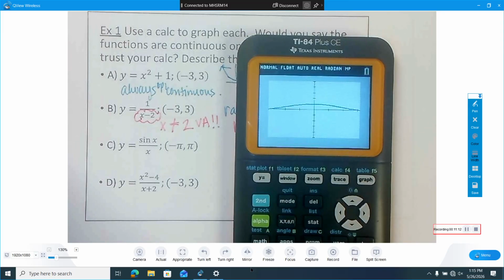On that interval, do you think it's continuous? Raise your hand if you think it's continuous on that interval. Looks like it, doesn't it? Wait, can it be 0? Can x be 0? Oh, no.